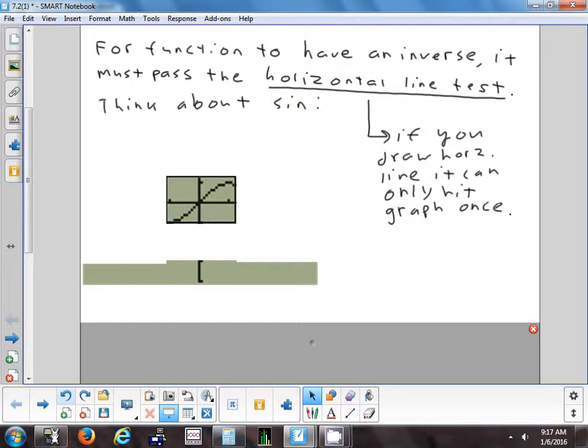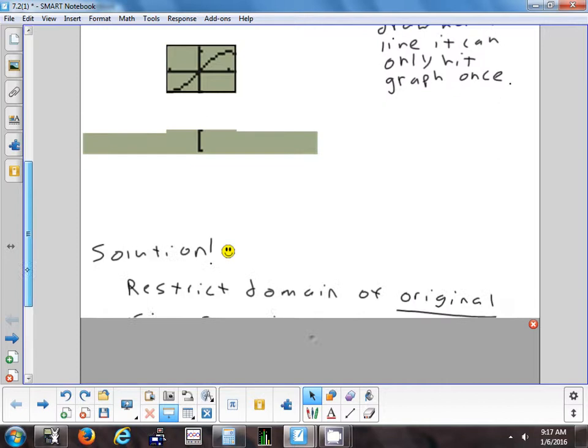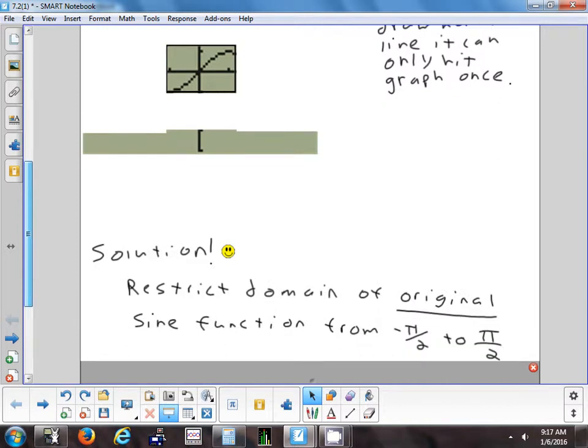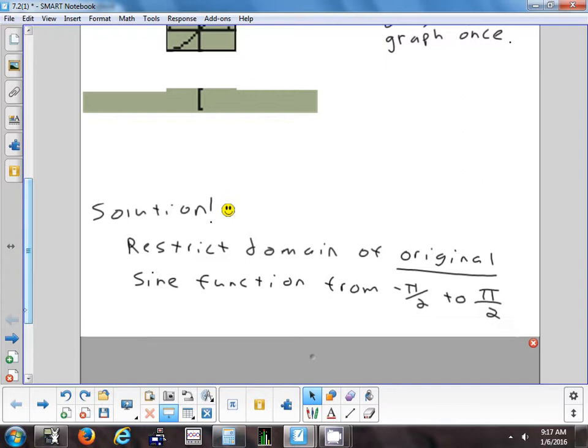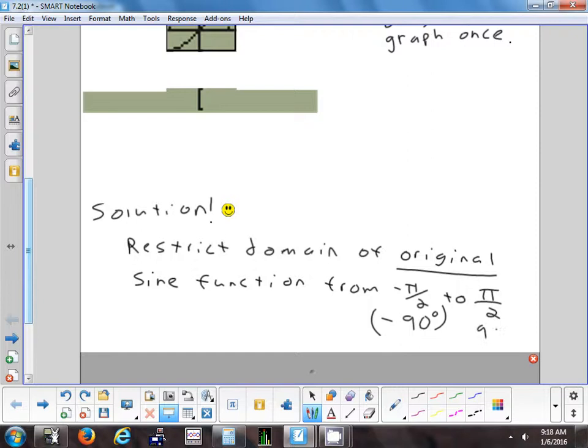When we look at inverse functions, we're going to narrow down what we look at. So we're going to restrict the domain and pretend like it only exists from negative 90 to positive 90. As long as we do that, we can talk about inverses. If we don't do this, we can't. So in degrees, negative 90 to 90.